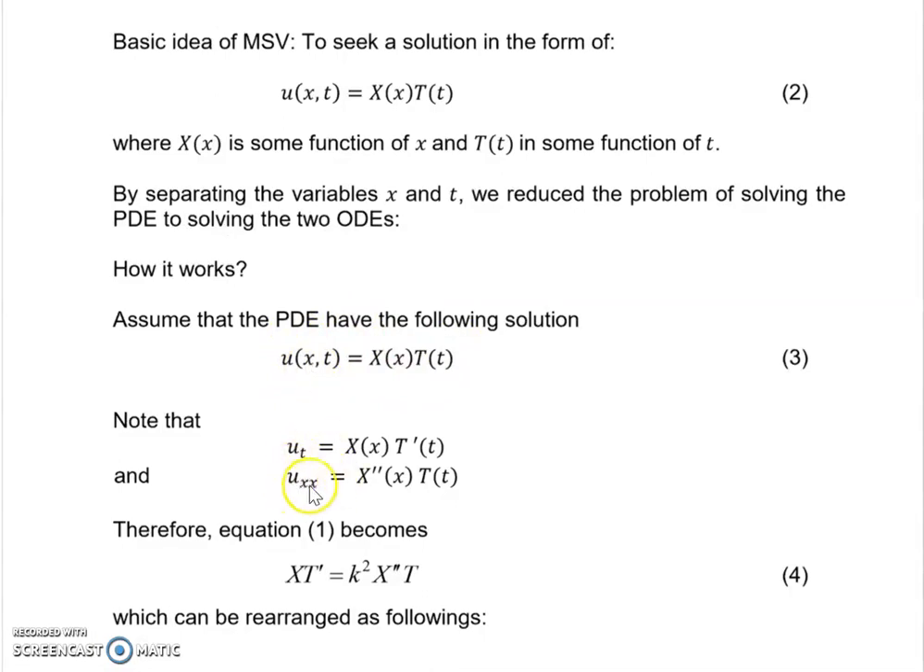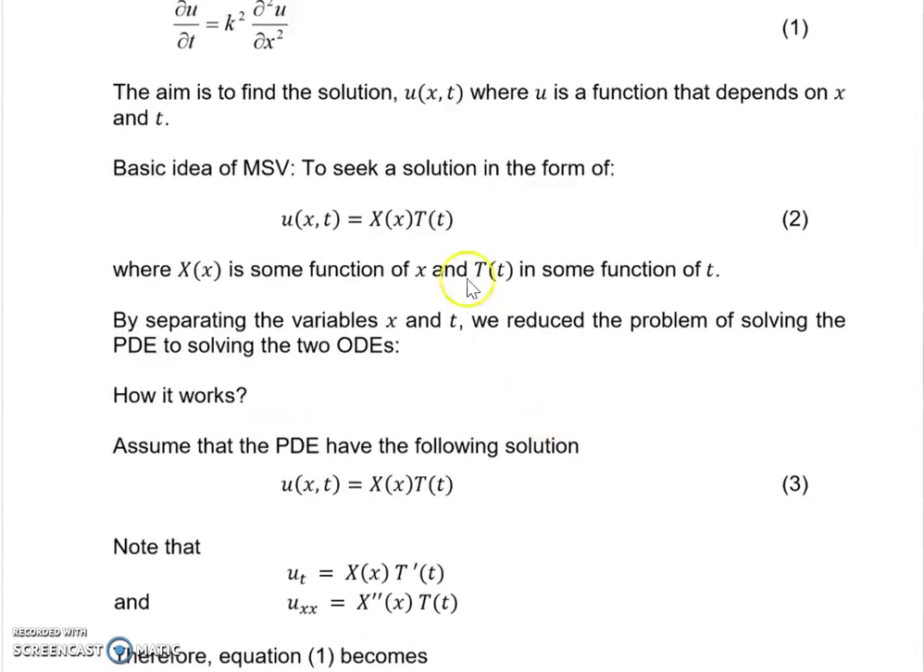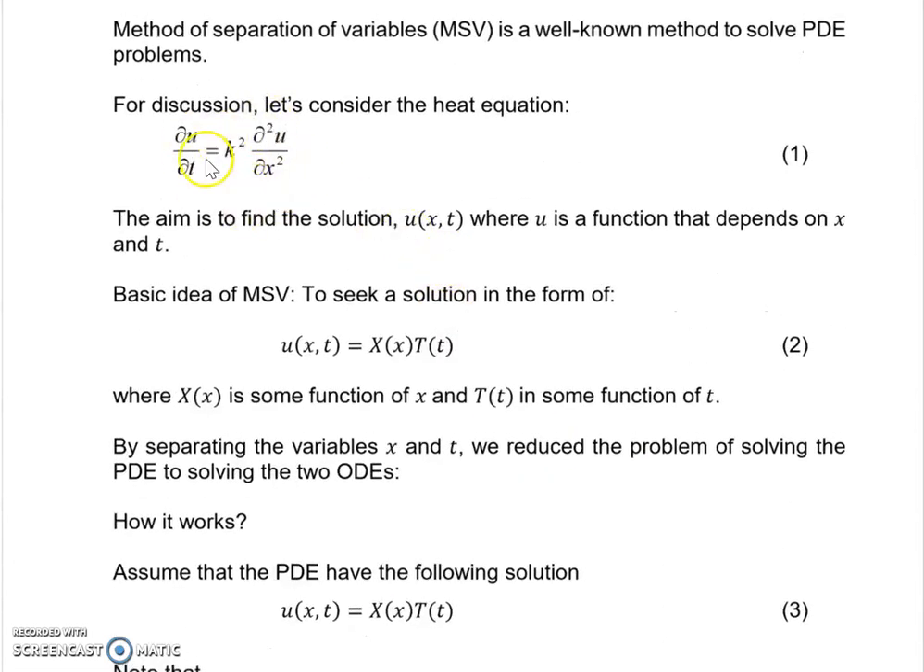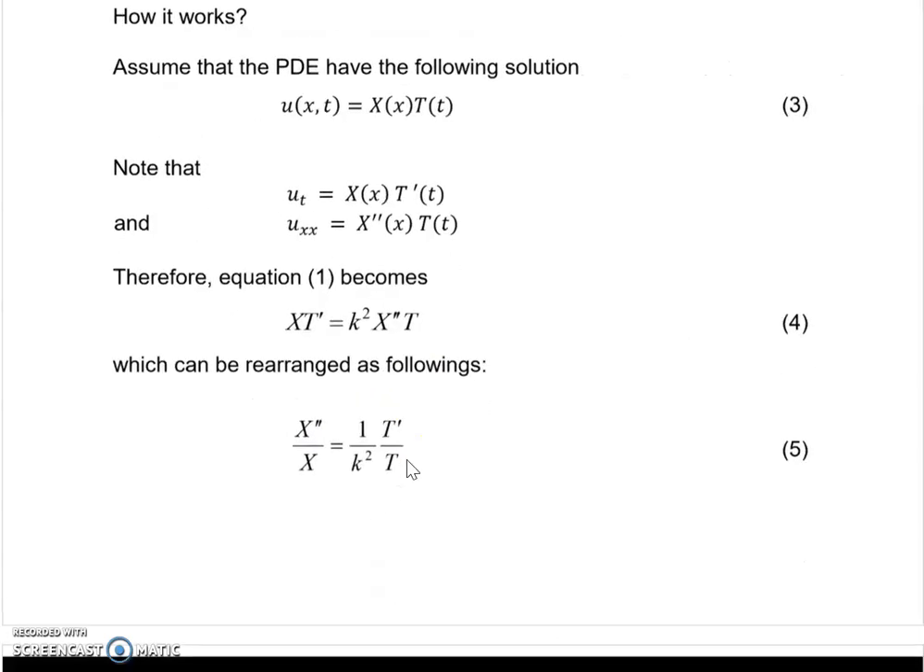Okay, so we have here uxx, meaning that we differentiate the x two times. So we have x double prime. The t just follows here because we treat the t as constant. So by these two, when we put in this equation, del u del t becomes this one. In short, I can write it as x t prime equals k square, and this is uxx, which can be rearranged as this one.